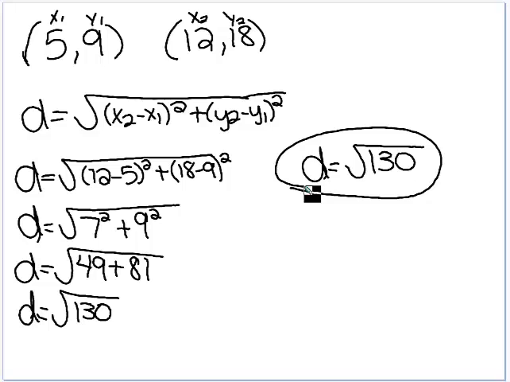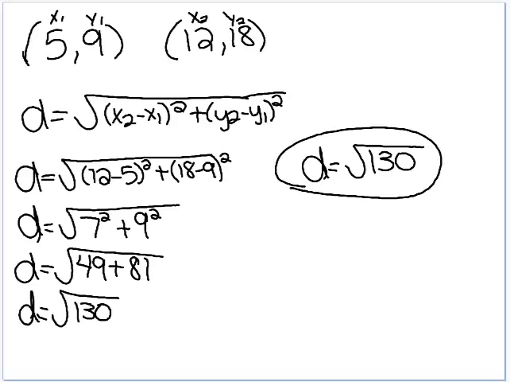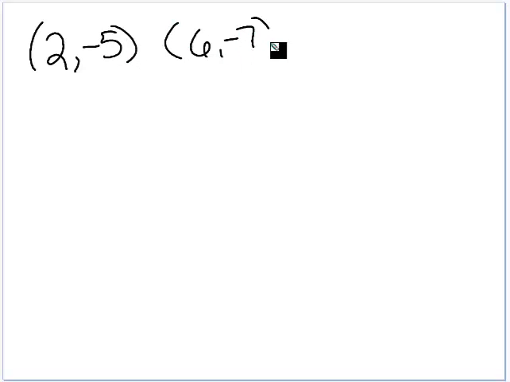Okay, let's do one more example. No, I wasn't done. How do you go back? On the right. Oh, right here. Okay? All right. 2, -5, 6, -7. What is my distance formula?